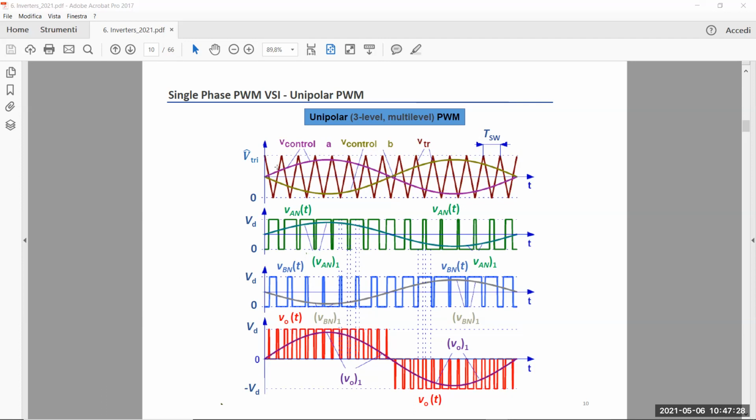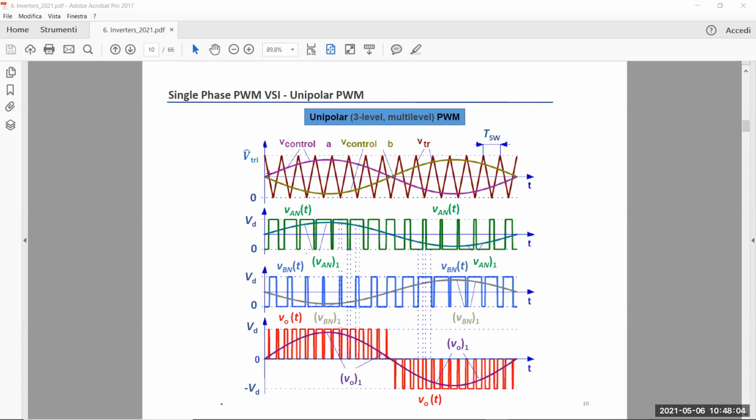We have the control voltage A. The purple one is the control voltage A. Remember that this control voltage A is also the whole control voltage for my full bridge. When I compare the control voltage with the triangular waveform, my modulator generates the unitary switching function QA with the standard generation law. When the control voltage, for example in this interval, is higher than the triangular voltage, we get 1. When it is lower, you get 0, etc.